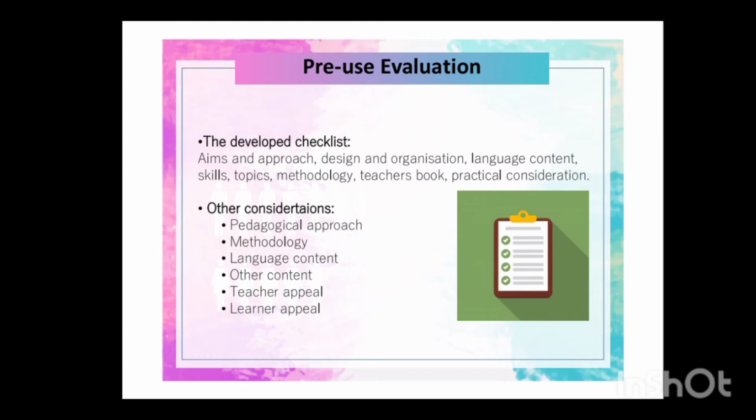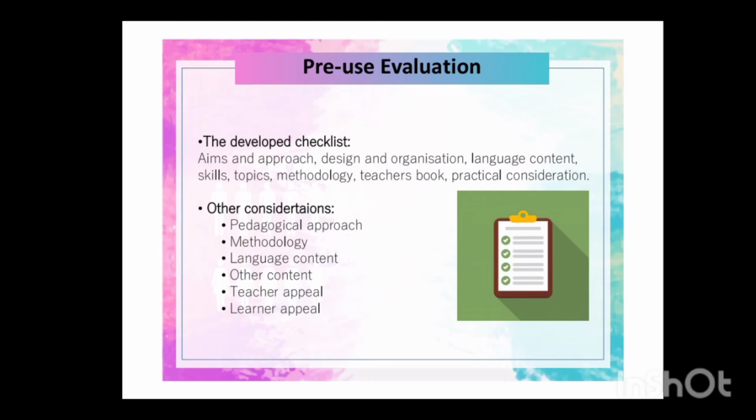And then teacher appeal. In teacher appeal, we have to check whether the textbook is designed for a teacher-centered classroom, so it is only designed for the teacher, or whether it is designed for group-based learning. We have to check it, because when we are focused on group-based learning but we use the teacher-centered style, it will not be suitable for us.